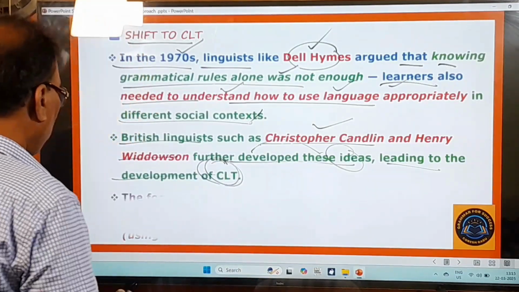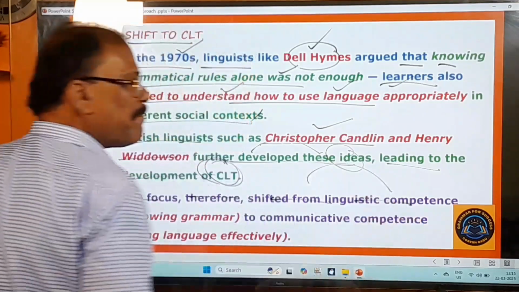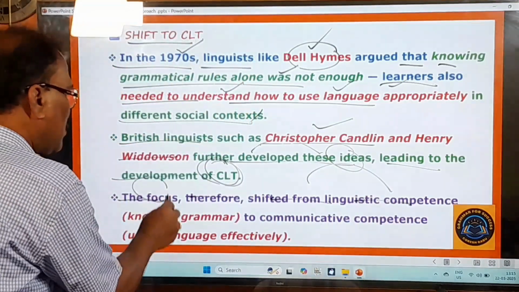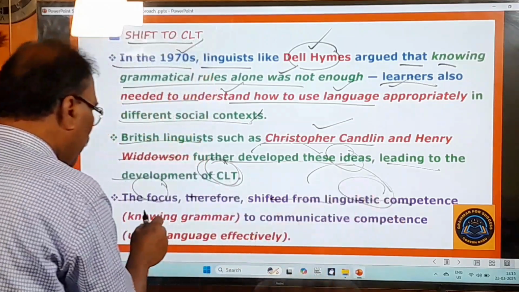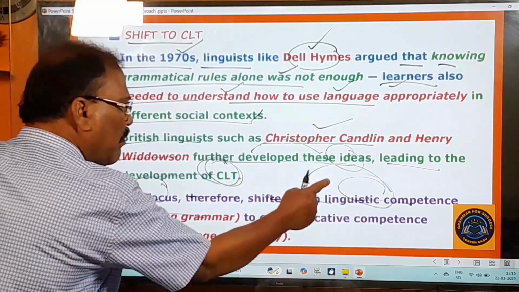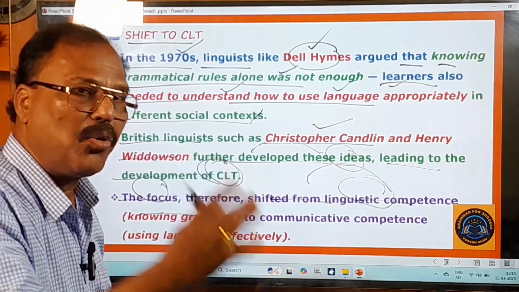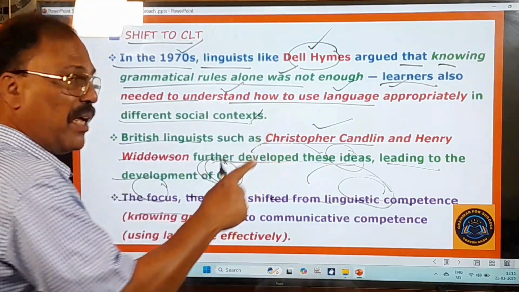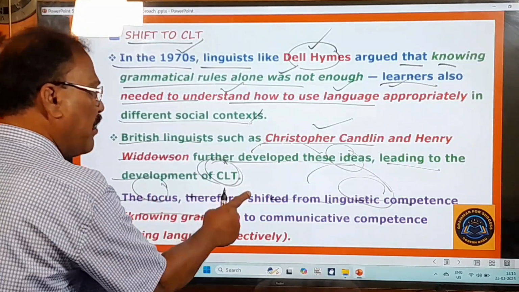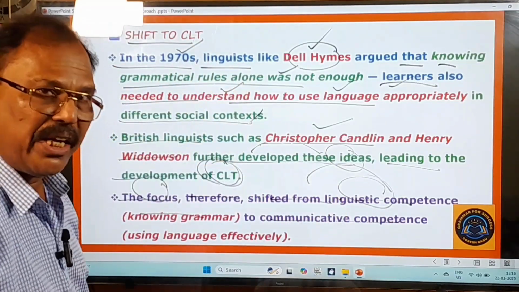Okay, and you go to the next point. The focus therefore shifted from linguistic competence. So the focus has been shifted from what? Linguistic competence. Linguistic competence means simply knowing grammar rules and vocabulary. That is called linguistic competence. Then the focus was shifted from this to where? Communicative competence. What is this communicative competence?